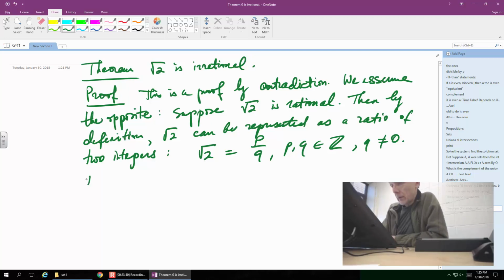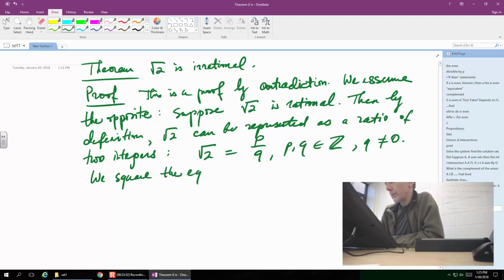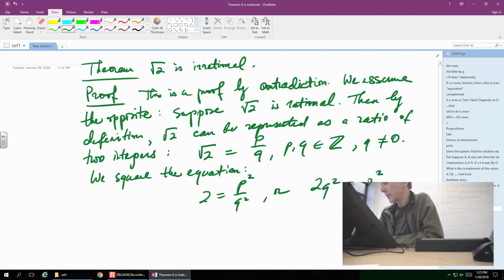Okay, so then once again we put things together. We square the equation. Whatever you do, show it. So I have 2 is equal to P squared over Q squared, or 2Q squared is equal to P squared. As you can see, it didn't take a lot. Whatever we did yesterday, it's all here, almost.